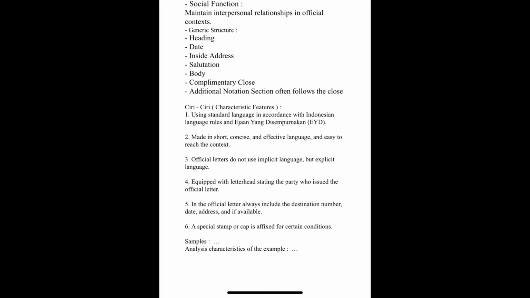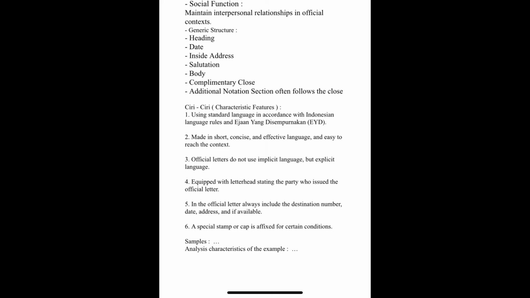Generic structure: heading, date, inside address, salutation, body, complimentary close, and additional section often following the close. Characteristic features. First, using standard language in accordance with Indonesian language rules and the Enhanced Spelling System. Second, made in short, concise, and effective language and easy to understand. Third, official letters do not use implicit language but explicit language.